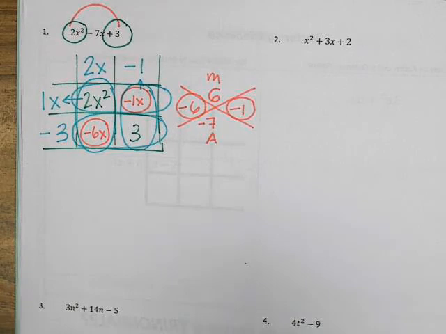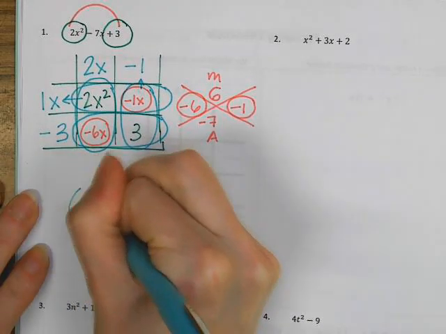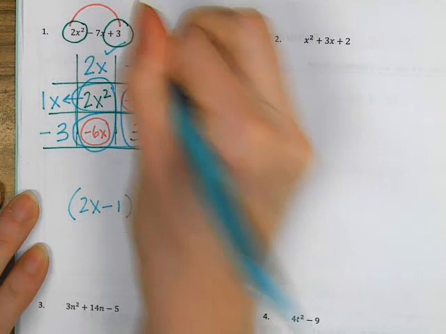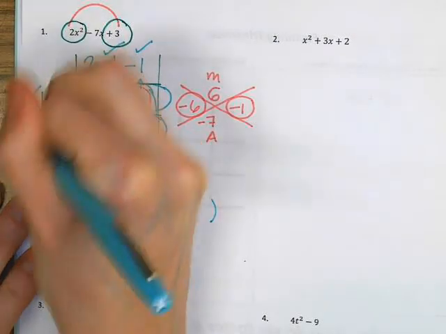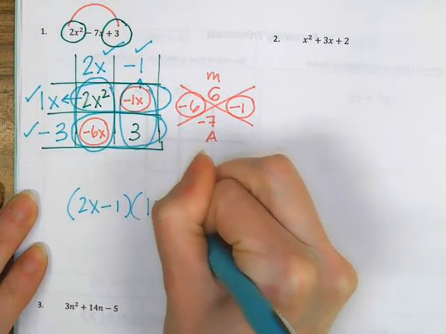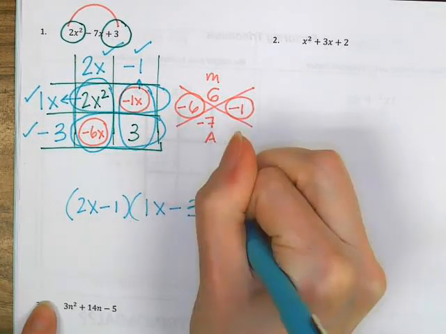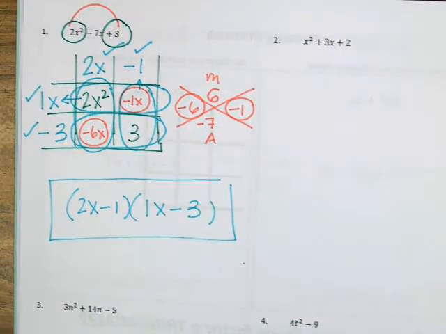All right, put them together, that's your answer. It's 2x minus 1 times 1x minus 3. And you don't have to write this 1. All right, that's it.